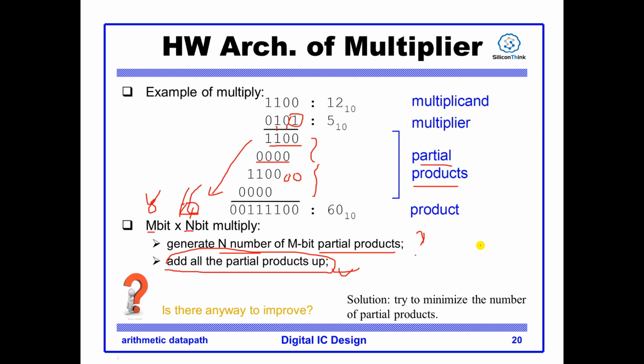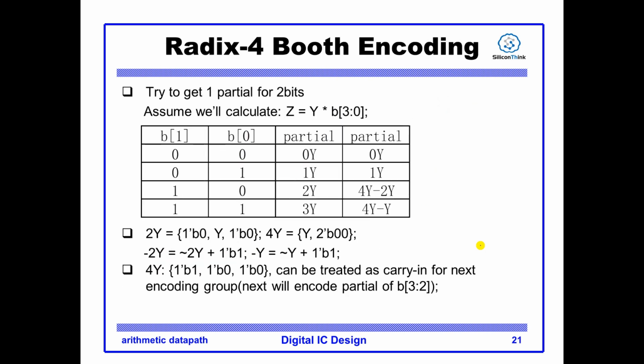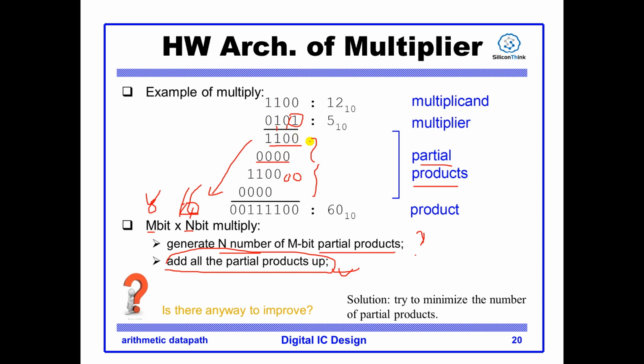So some engineers had thought about it, and they do come out with some solutions. Maybe the Booth's. So the encoding is called the Booth encoding. The idea is to try to encode a partial product for 2 bits. That is, at this point you will give a partial product for 1 bit. Can we combine 2 bits and give a partial product for 2 bits?